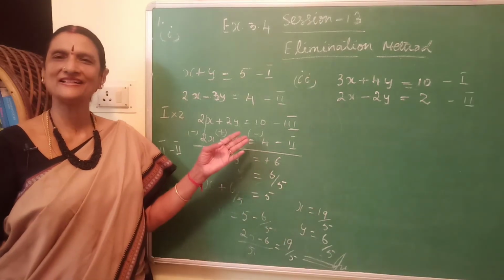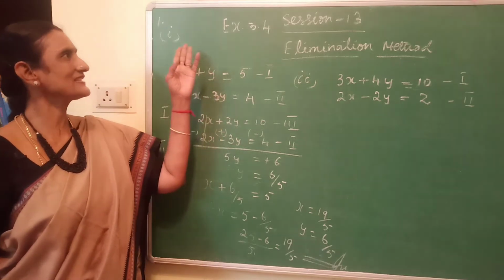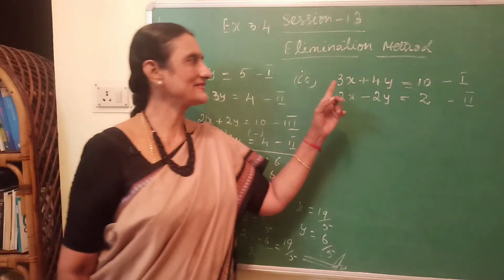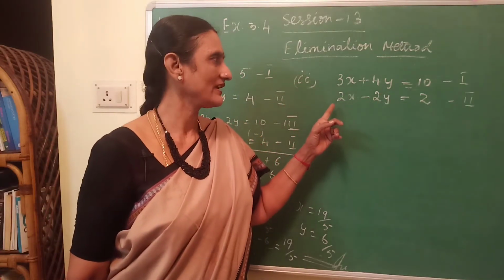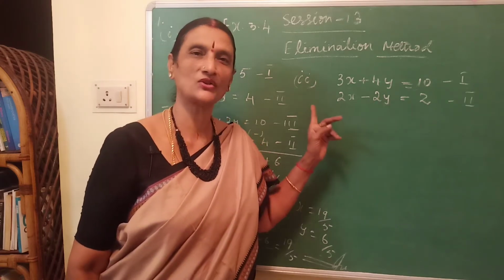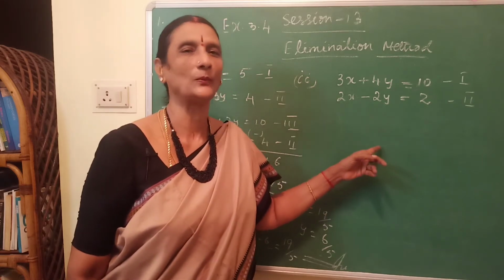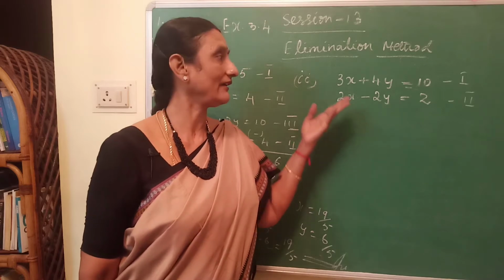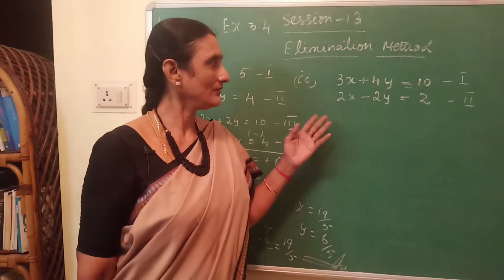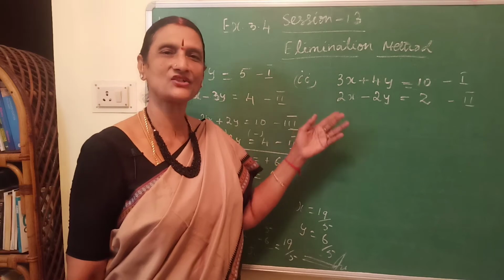Let us move on to the second subdivision in question number 1 of exercise 3.4. Ready? Now the sum is 3x plus 4y is equal to 10, 2x minus 2y is equal to 2. Now I want you to have a close look at the equations and tell me which variable we are going to remove. I leave it to you. We can remove x, we can remove y, that is your wish. So on close look, one thing is certain. LCM of 3 and 2 is 6.